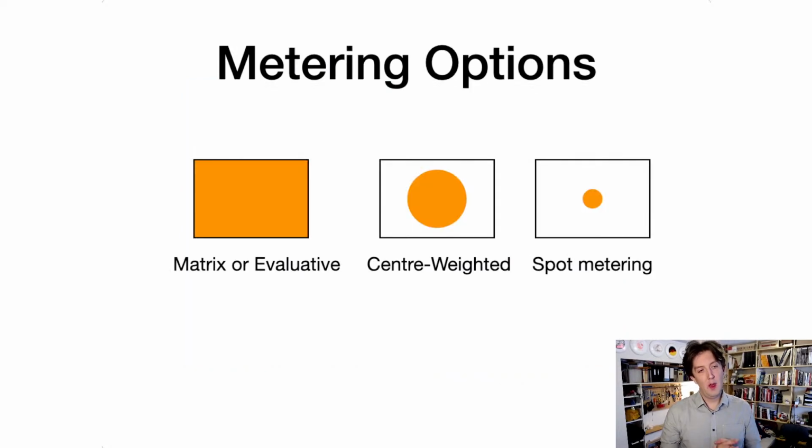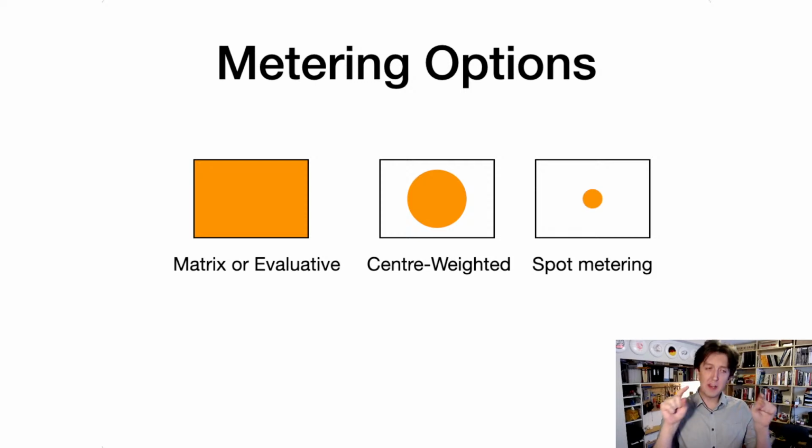So I mentioned metering, and when you look through your camera, it's actually looking at certain parts of the scene to understand what it's measuring. For me, I'm on matrix or evaluative 99% of the time. Center weighted and spot, I think, cause more problems than they actually help with, so you can ignore those two elements. We always want to be on matrix, evaluative. On Sony cameras, it's called average metering.